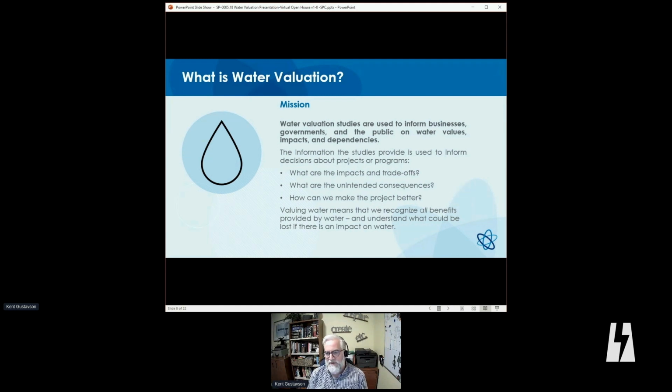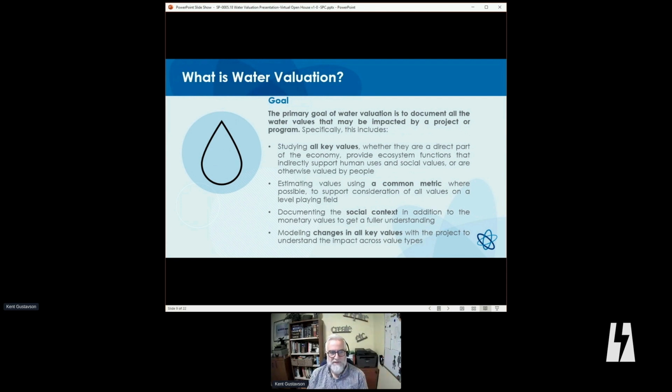So one feature of a water valuation study is we're taking a very holistic approach across all types of values, and we'll talk a bit more about that later in the presentation. How can we make the project better? By understanding impacts on water values, we can look for ways to potentially adjust the design of the project or apply additional mitigation so that we essentially make the project better by reducing impacts on water values and potentially increasing benefits of the project. So it does mean that we recognize all benefits provided by water and understand what could be lost if there is an impact on water.